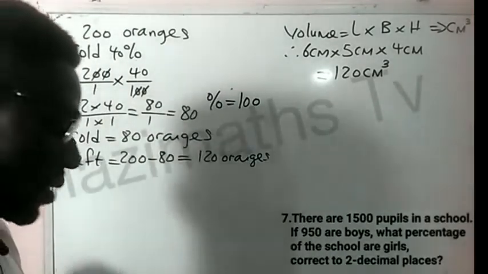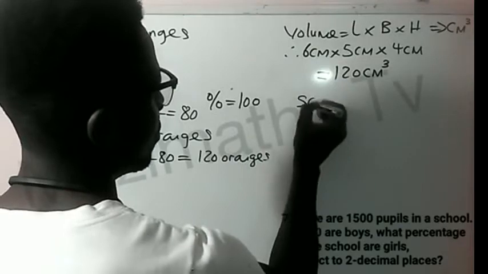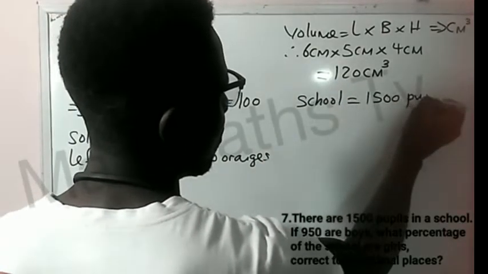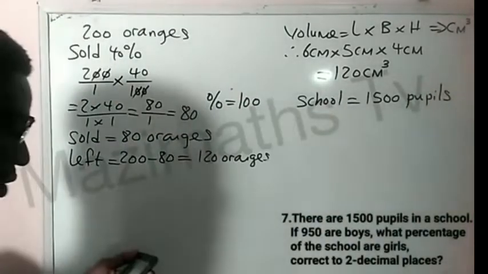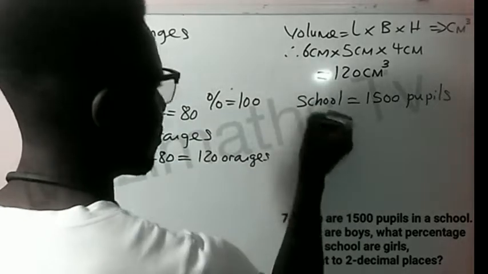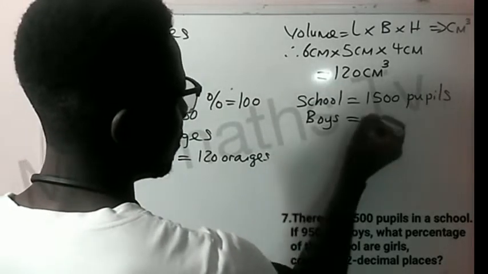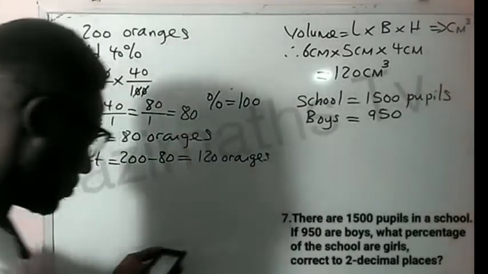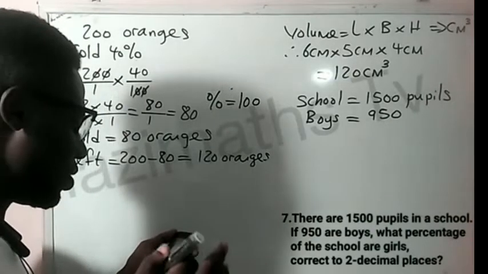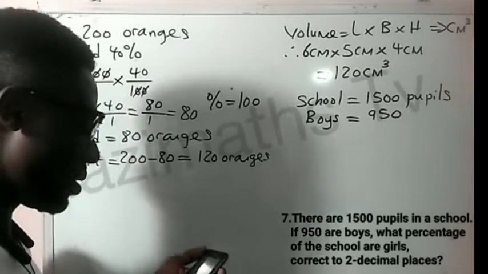Now question number 7. There are 1,500 pupils in a school. Out of these 1,500 pupils, 950 of them are boys. What percentage of the school are girls, correct to 2 decimal places?